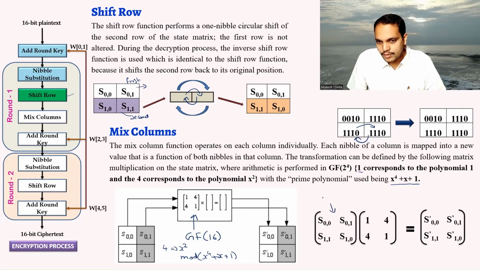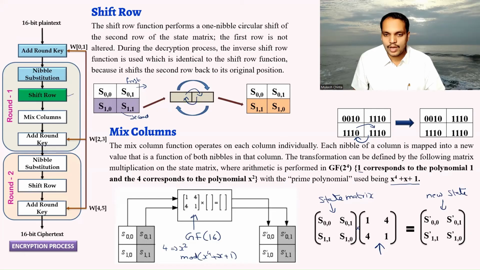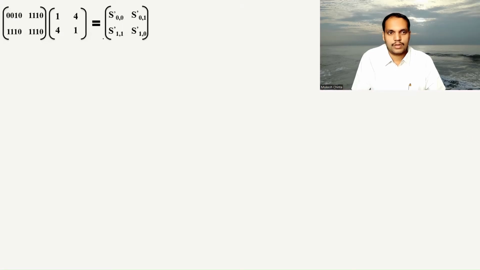This is your state matrix. And this is my mix column matrix. You perform a multiplication, and this is your new state matrix that you get after completion of the calculation. Let us start doing this. So please remember that this is our state matrix as of now: 0, 0, 1, 0, 1, 1, 0, 1, 1, 0, 1, 1, 0. Let me do it. See, this is my state. And now I have to perform this operation. First, let me take this value.